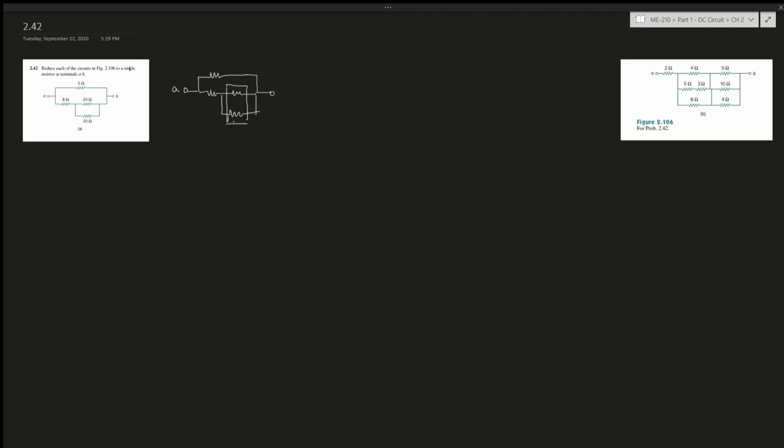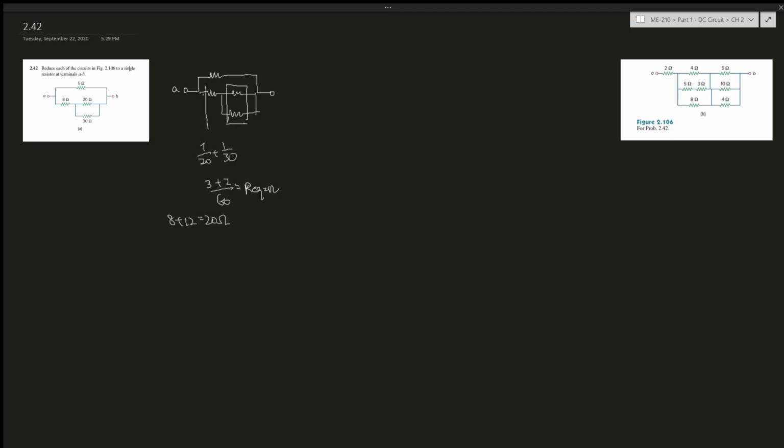Okay, so we know that these two are parallel to each other. So it would be 1 over 20 plus 1 over 30. Right, so this is 60, so 3 plus 2 over 60, 60 over 5. Sorry, 60 over 5 is 12. So now it simplifies to 12. So R equivalent is 12 within these two, and then 8 plus 12 is 20 ohms, right?